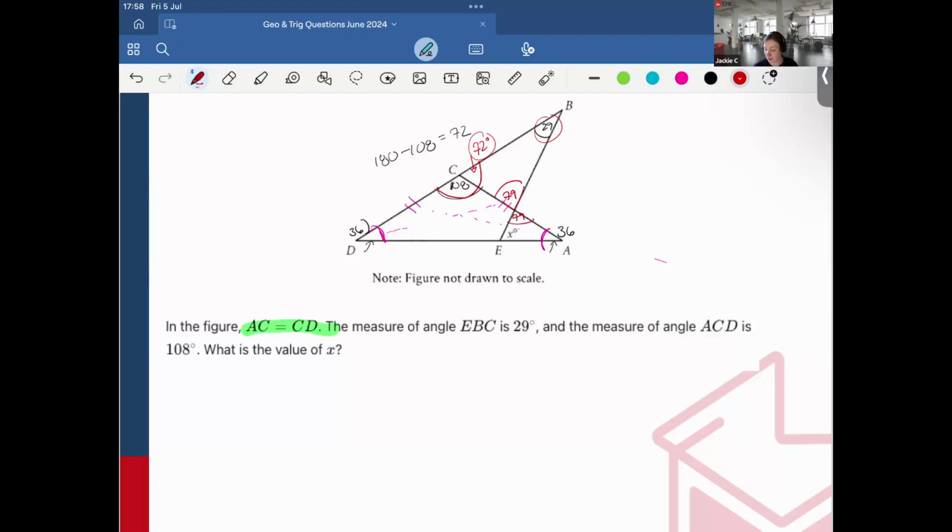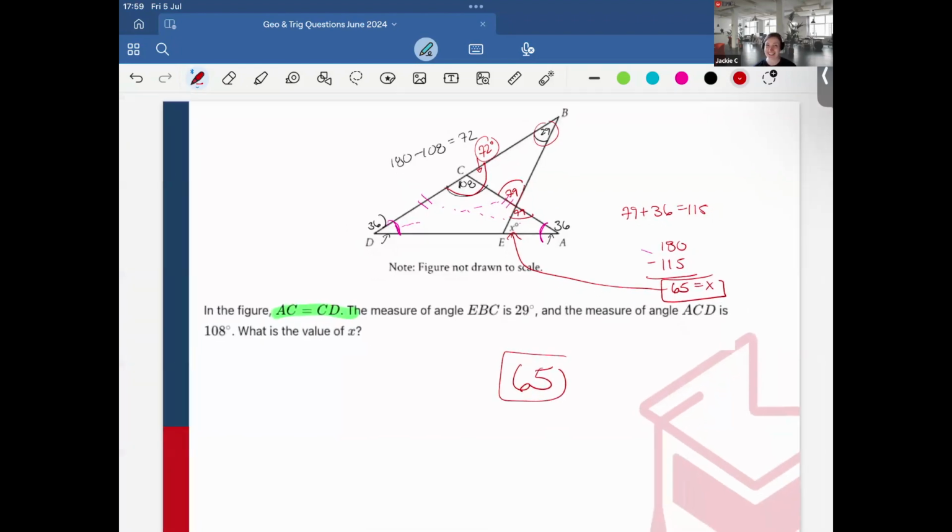And then finally, I would do 79 plus 36, which is 115, and then do 180 minus 115. And let's see what that is. Oh my goodness, it's 65 degrees. And that would be the value of x. In the computer, I would type 65. Oh my goodness, wasn't that amazing?